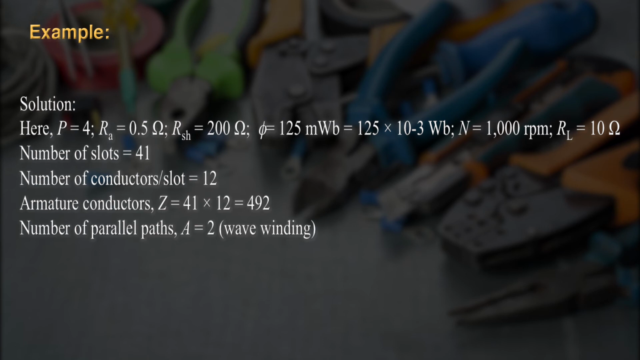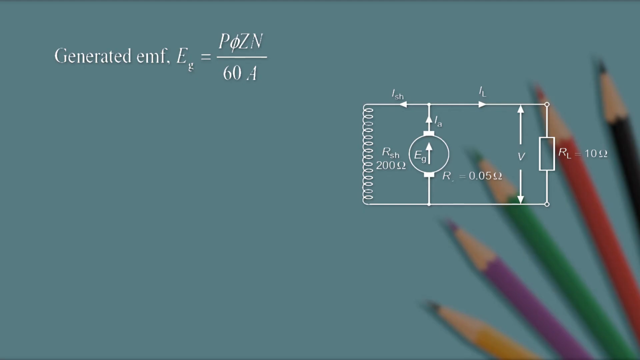That means what will be the number of armature conductors, which is denoted by Z. So number of armature conductors Z equal to what? 41 into 12, that is 492. Because the winding is given as a wave winding, the number of parallel paths A is equal to 2. So now you can find out the generated voltage easily. The formula of generated voltage is equal to P phi Z N upon 60 A.